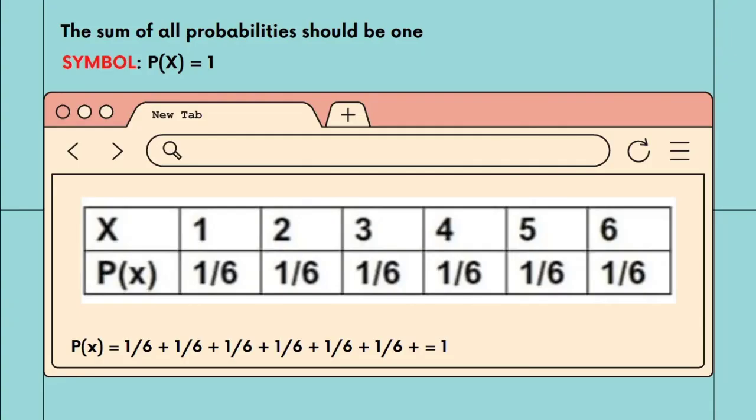So now, I am going to discuss to you the properties of discrete probability distribution. The first property is the sum of all probabilities should be 1. In symbol, based on the recent example, if we add all the probabilities, the result would be 1.